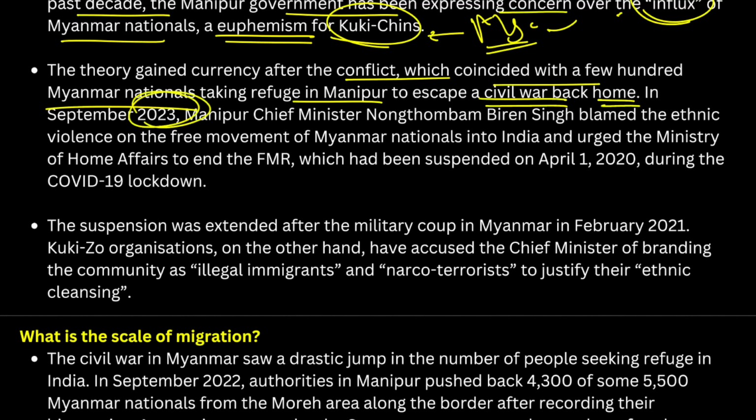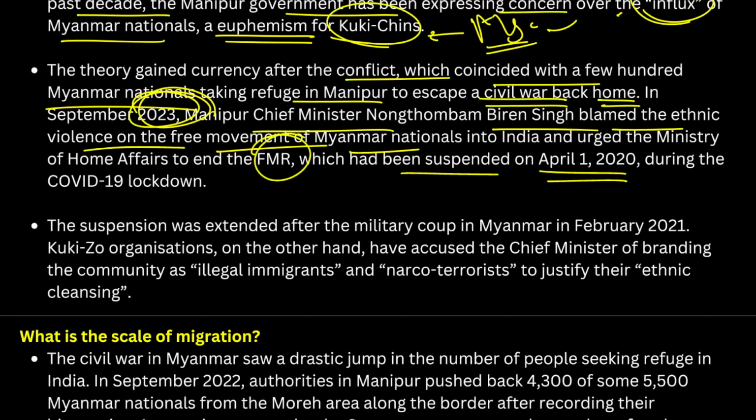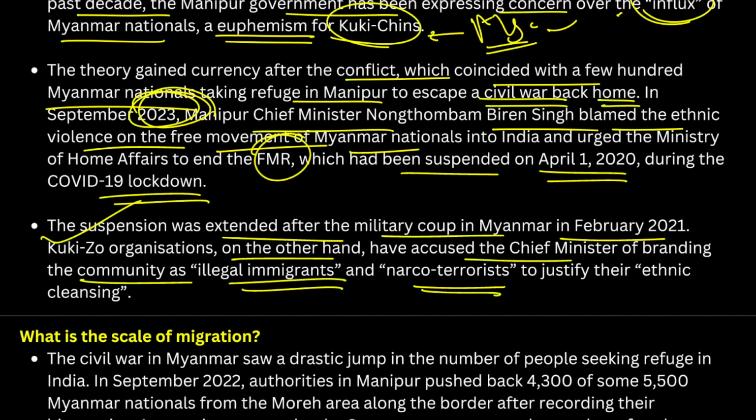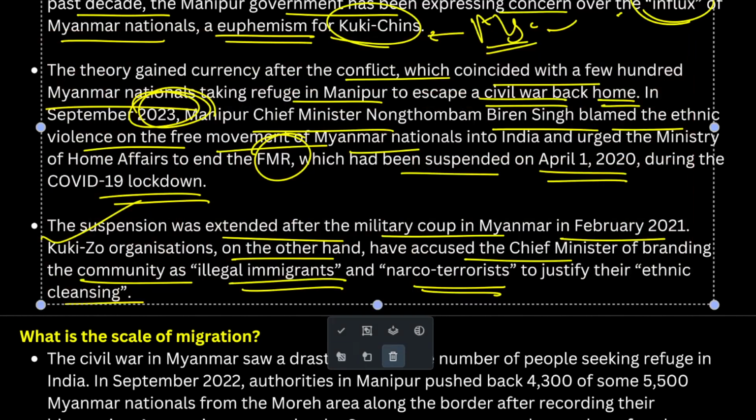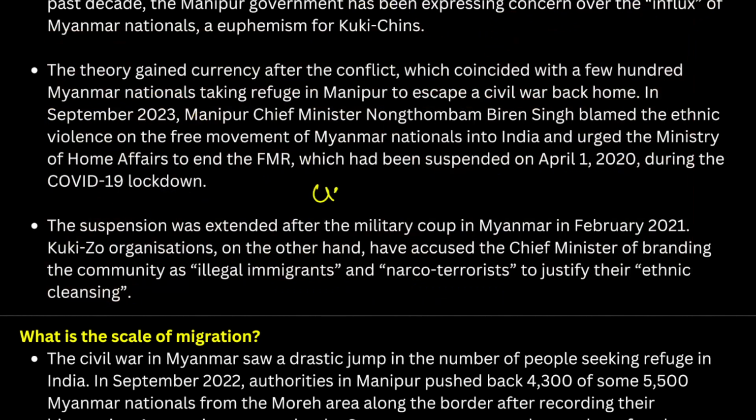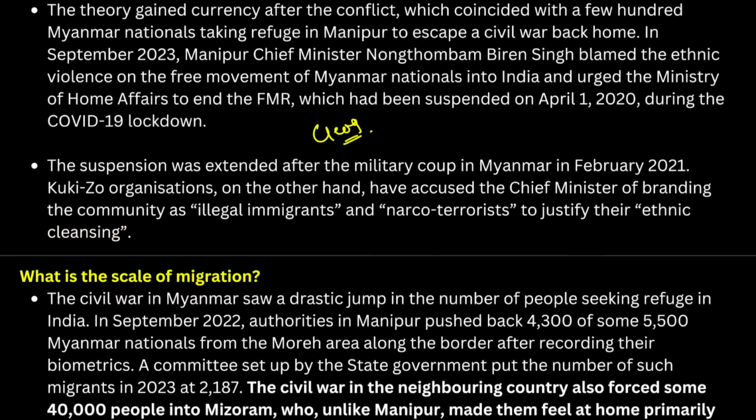In September 2023, Manipur Chief Minister Biren Singh blamed the ethnic violence on the free movement of Myanmar nationals, basically the FMR. It had been suspended on April 1, 2020 during the COVID-19 lockdown. The suspension was extended after the military coup in Myanmar, and the tribal groups, on the other hand, have accused the chief minister of branding the community as illegal immigrants and narco-terrorists. All right, so it's a very complex topic that we cannot pass any judgment upon. Just remember what FMR is, what the geographical mapping is, what the borders are, and you can read separately about this whole issue of the violence.